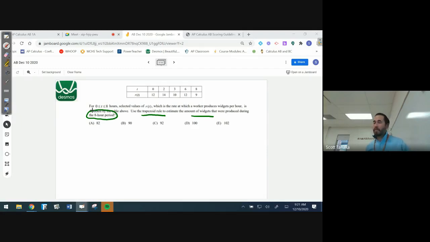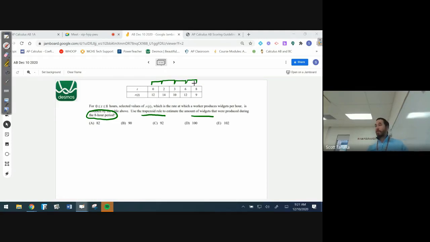They don't even tell me how many intervals to use, but they tell me to estimate it over an 8-hour period. Hopefully you guys have an idea of what to do using the trapezoidal rule, which really just means you need to know the area of a trapezoid. But remember, whenever we do LRAM, RRAM, MRAM, or trapezoidal rule, we break it into intervals: 0 to 2, 2 to 3, 3 to 6, 6 to 8.